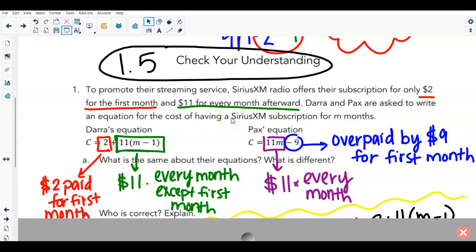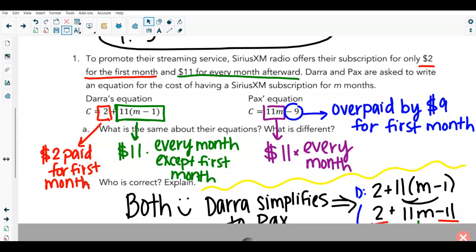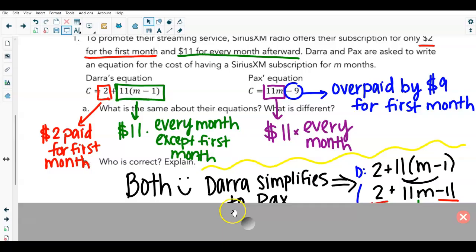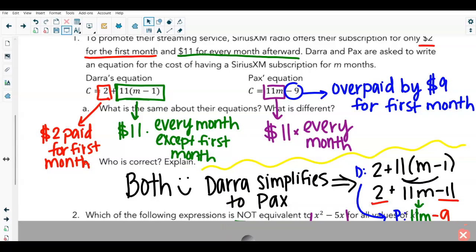Pax's equation did it a little differently. He said, let's charge $11 for every month. And then he's like, well, that doesn't account for that first month only being $2. You overpaid by $9 that first month. So we can say, let's charge $11 for every month, but we'll take off $9 for what you overpaid by. So they are actually both correct. They're explaining the expression, or the cost, in a different way, but they are both correct.